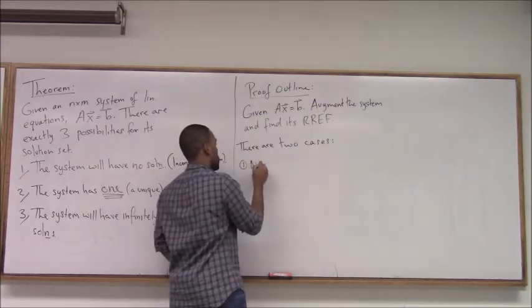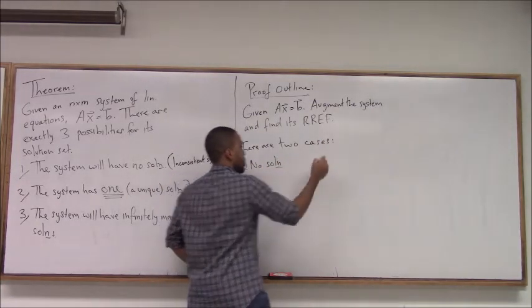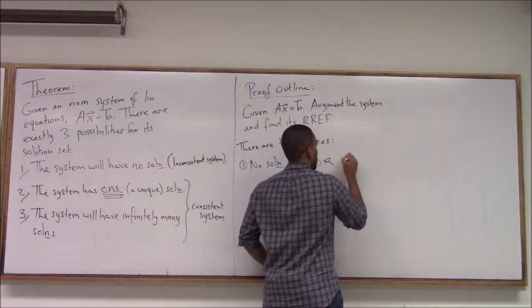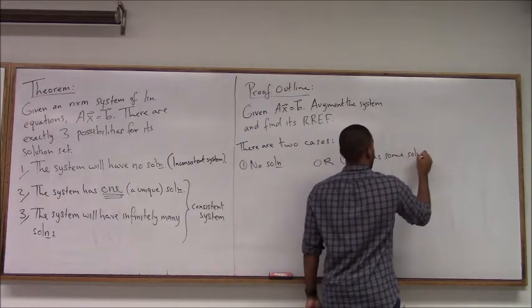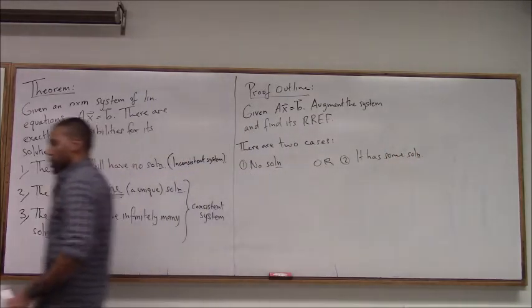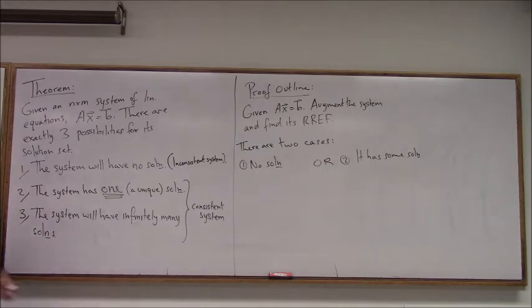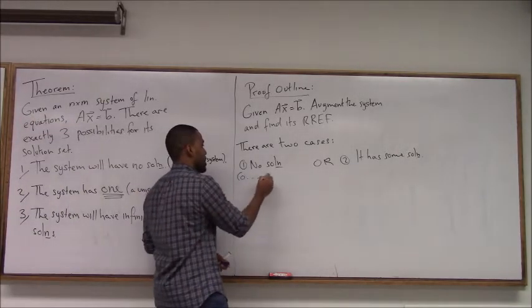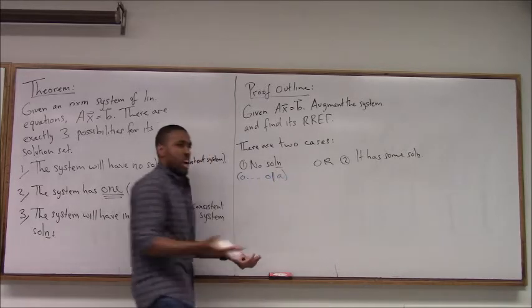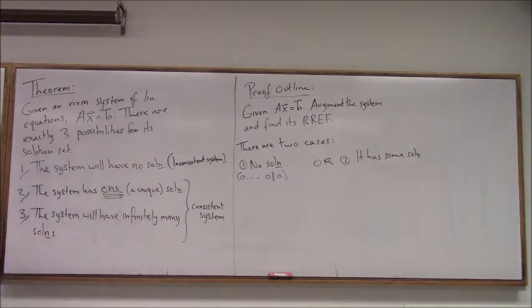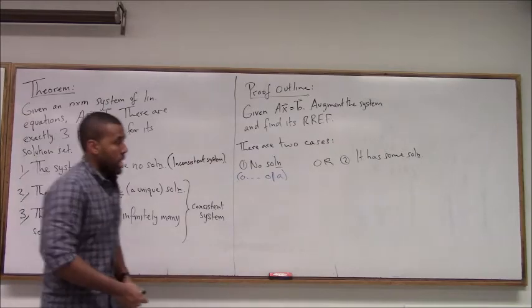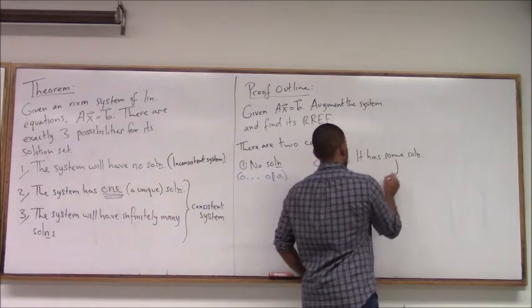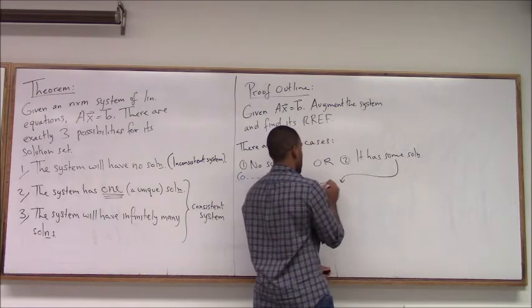One, it has no solution. Or two, it has some solution. Basically, once you put it in reduced echelon form, you'll either get a row that looks like a bunch of zeros leading up to a non-zero number, or not. There are only really two options. If you have that, you have no solution. If you don't have that, you have some solution. So now, this will split into two subcases.